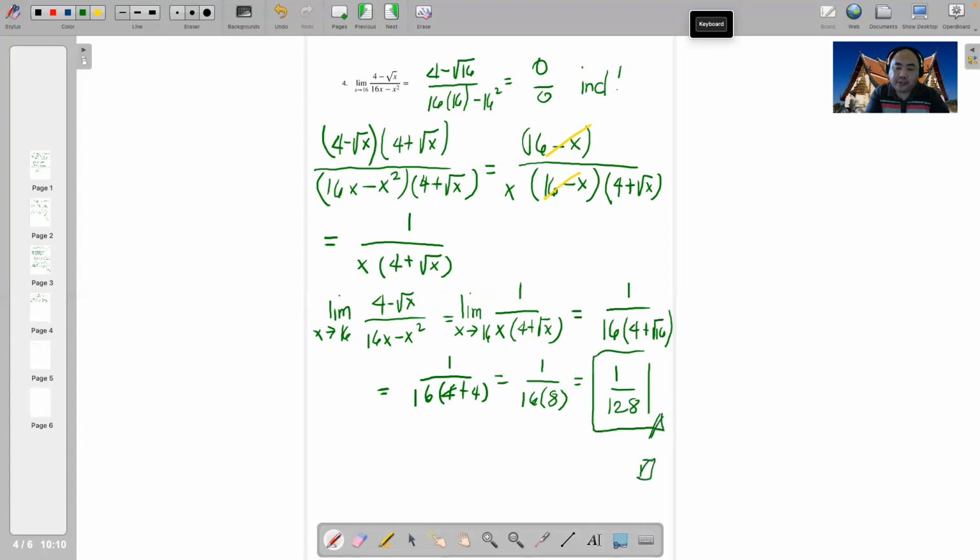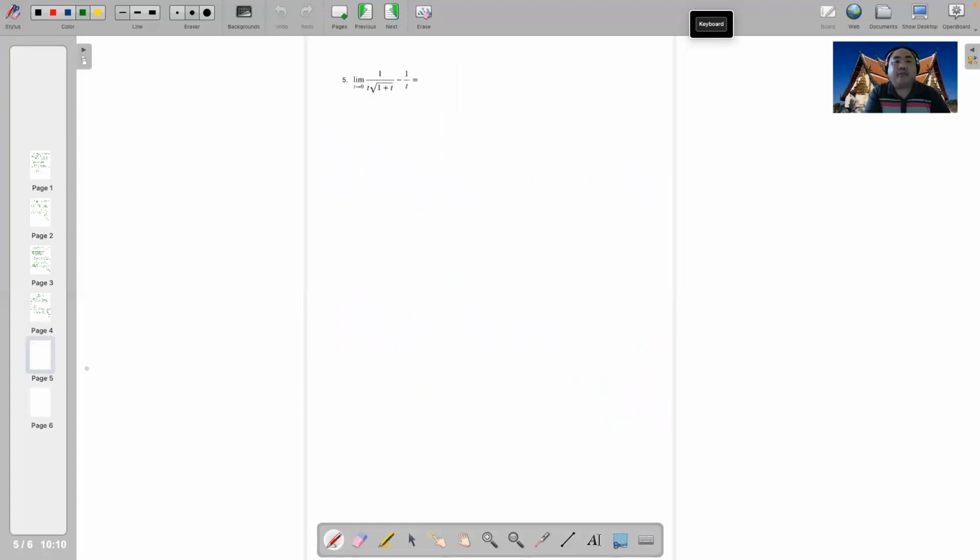So here, I'd just like to review what happened. We did the usual, which is multiply a complicated fraction with the binomial conjugate of the numerator, and then we did cancellation afterwards. And it was fruitful because we were able to reach an answer that is no longer indeterminate. So let's go to problem number 5.